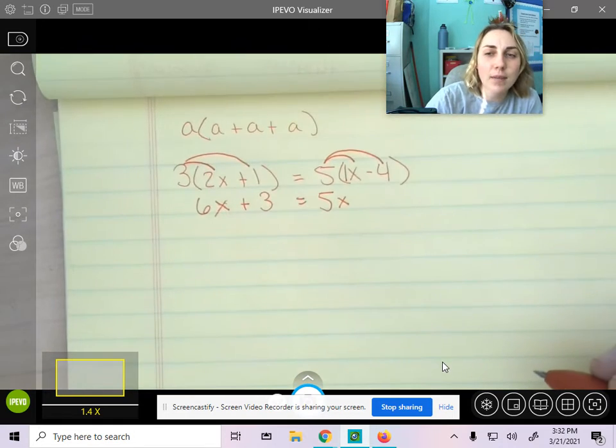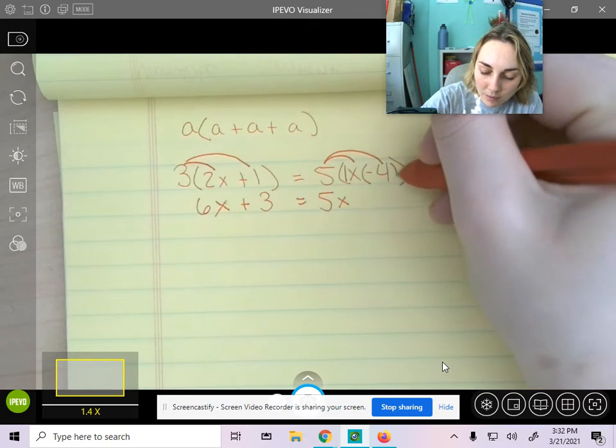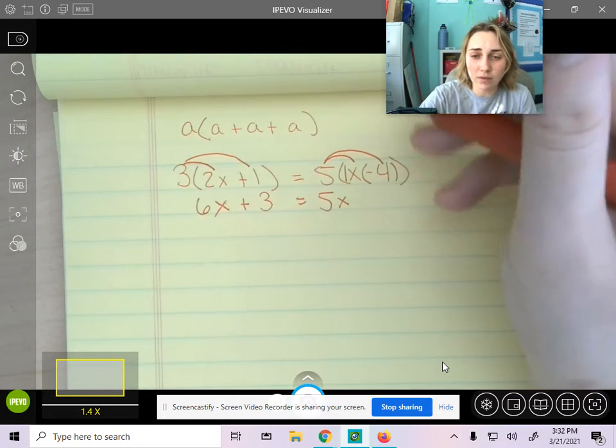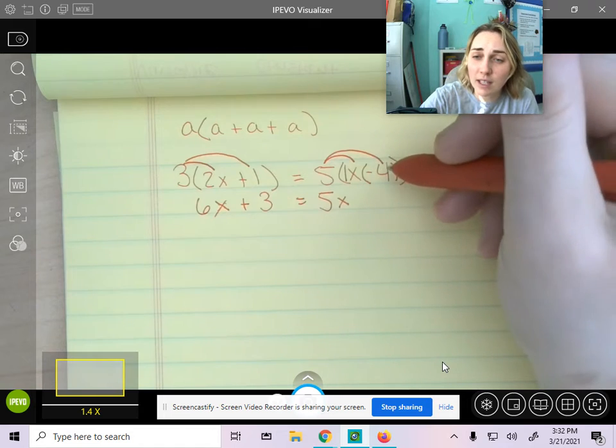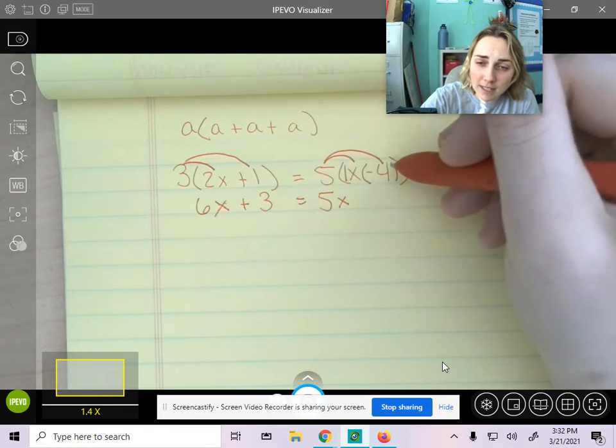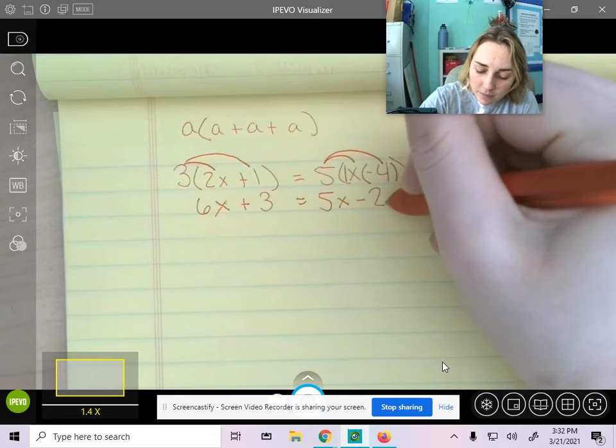And then we have 5 times negative 4, because remember, you got to take the sign in front of it. Well, 5 times negative 4, remember, a positive times a negative is going to give you a negative answer. And 5 times negative 4, well, that's going to give me negative 20.